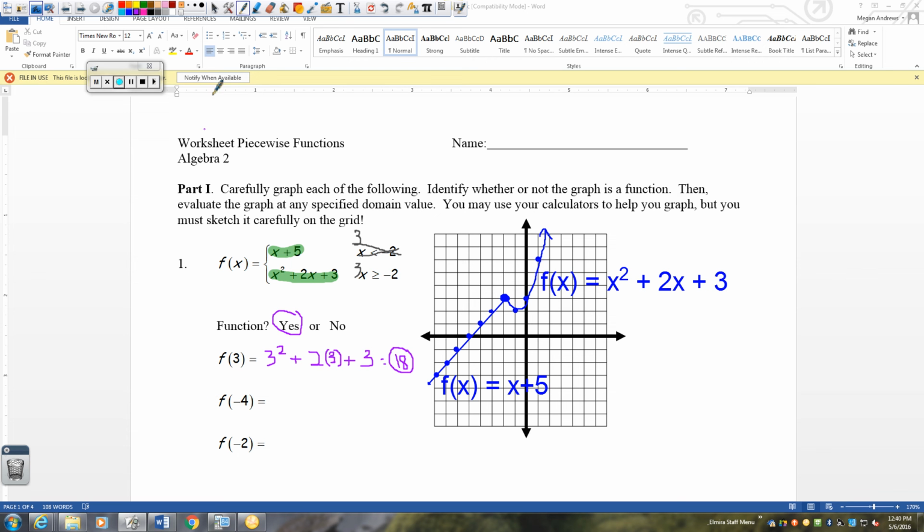Okay, f of negative 4, same thing. I'm going to go right back up to these x's, and I'm going to say, okay, negative 4. If I put negative 4 in the place of x, is that less than negative 2? Yes. So I'm going to put negative 4 into the linear and not the quadratic. Okay, so negative 4 plus 5, subbing in, equals 1.